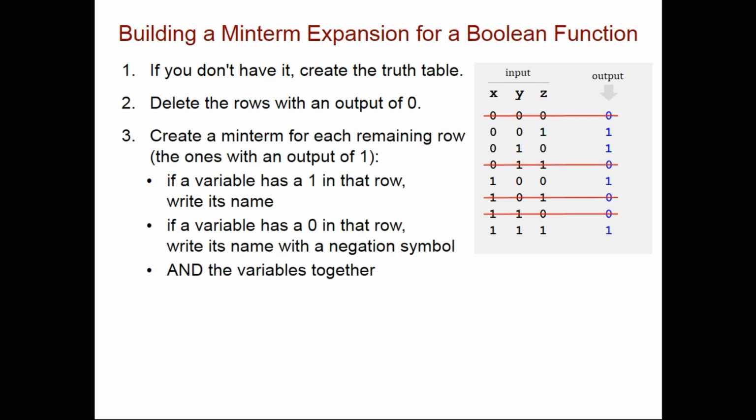For the remaining rows, we need to build a minterm for each row. If a variable has a value of 1 in that row, we write its name. If the variable has a value of 0, we need to negate this 0 into 1, therefore we need to use negation. And we can AND all these variables to create our minterm.